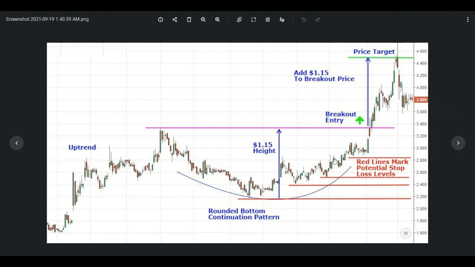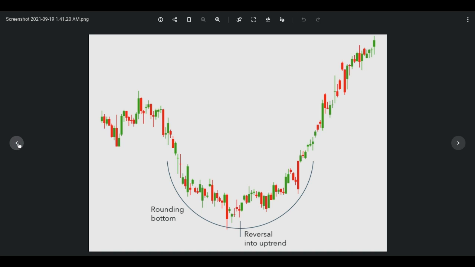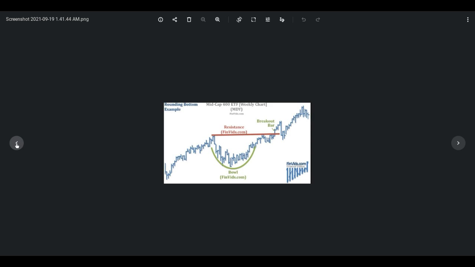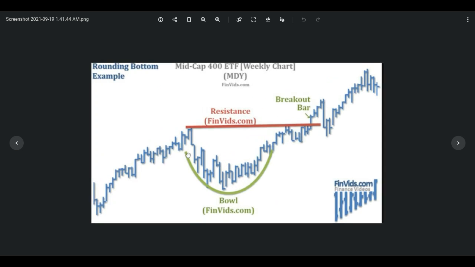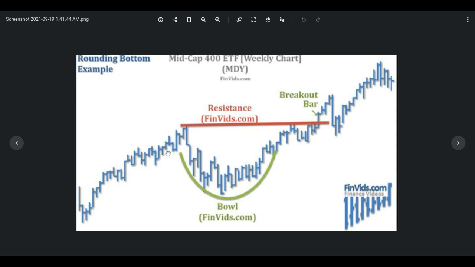This is another example of a rounding bottom. Yet another, and again it's a bullish pattern, meaning that it's going into a buy. And yet, last but not least, another example.